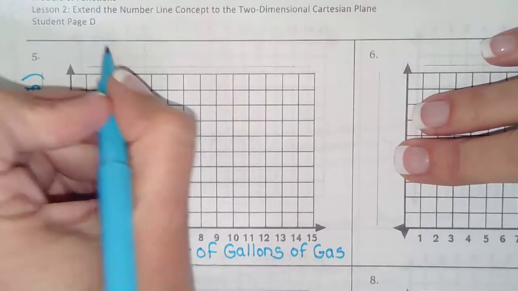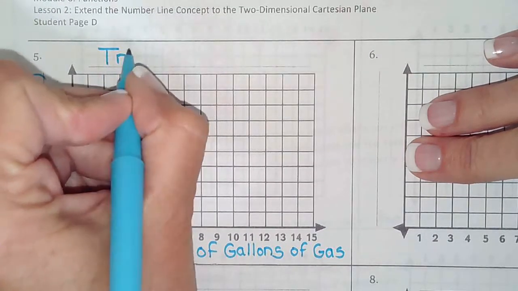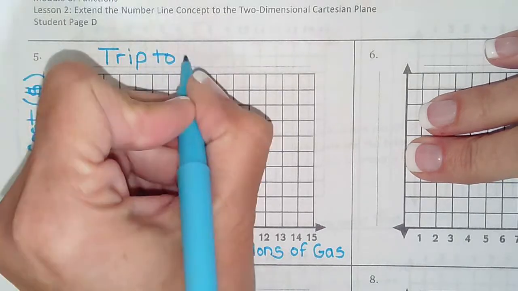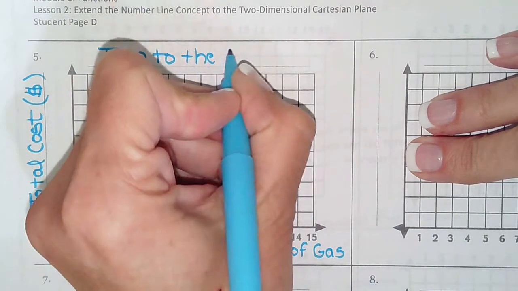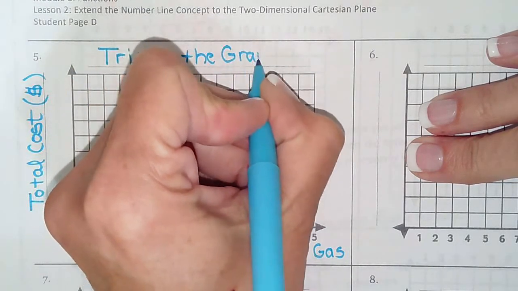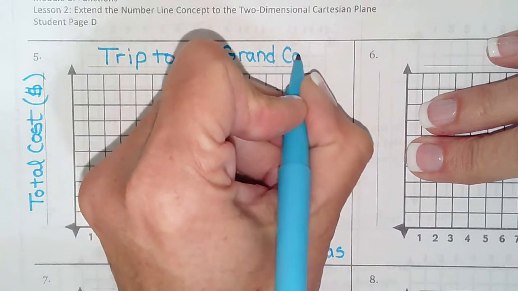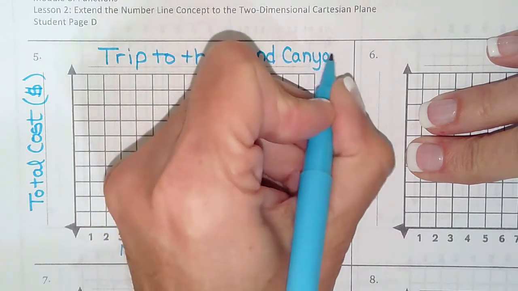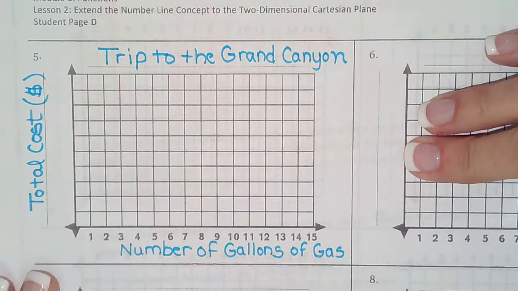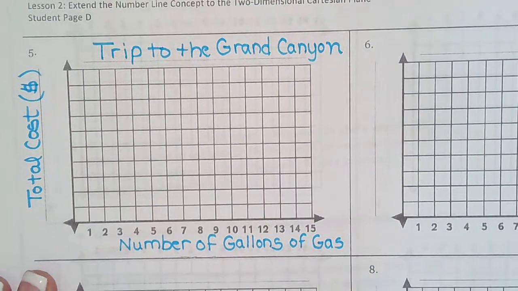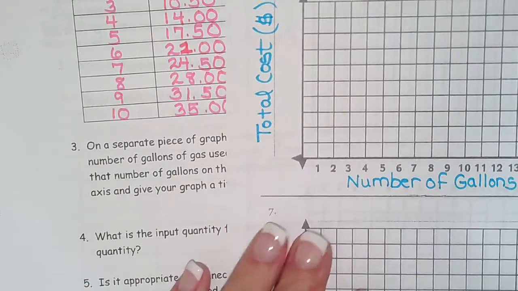Trip to the Grand Canyon. And giving it a title is one point of your problem as well. So Trip to the Grand Canyon. I guess I could have just said Grand Canyon trip. Made it a little bit shorter, right? Okay, so now we have to look at cost.